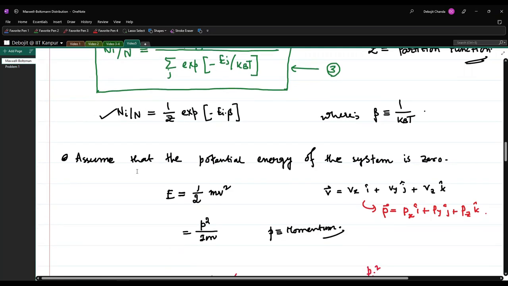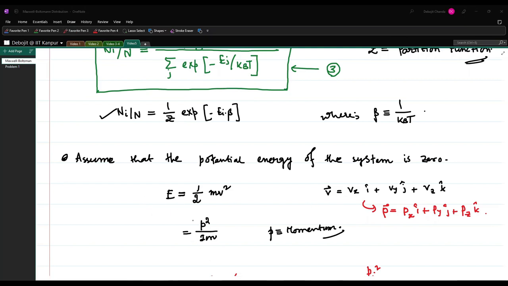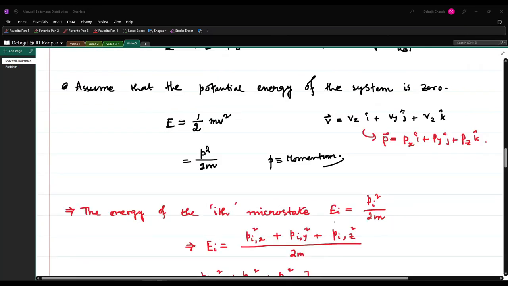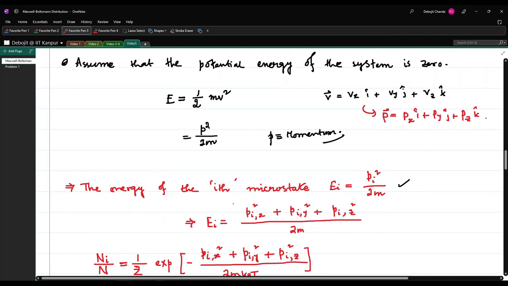So now we are assuming that the potential energy of the system is 0, so the particles are non-interacting. In this case, the energy will be given by half mv square, where m is the mass and v is the velocity vector, equal to vx i cap, vy j cap, and vz k cap. Similarly, we can obtain the momentum vector to be px i cap, py j cap, pz k cap. Now we can rewrite the energy to be p square over 2m, where p is the momentum. Then the energy of the ith microstate, which has energy Ei, is given by Ei equal to pi square over 2m, and we can expand it in terms of pix, piy and piz: Ei equal to pix square plus piy square plus piz square, whole by 2m.